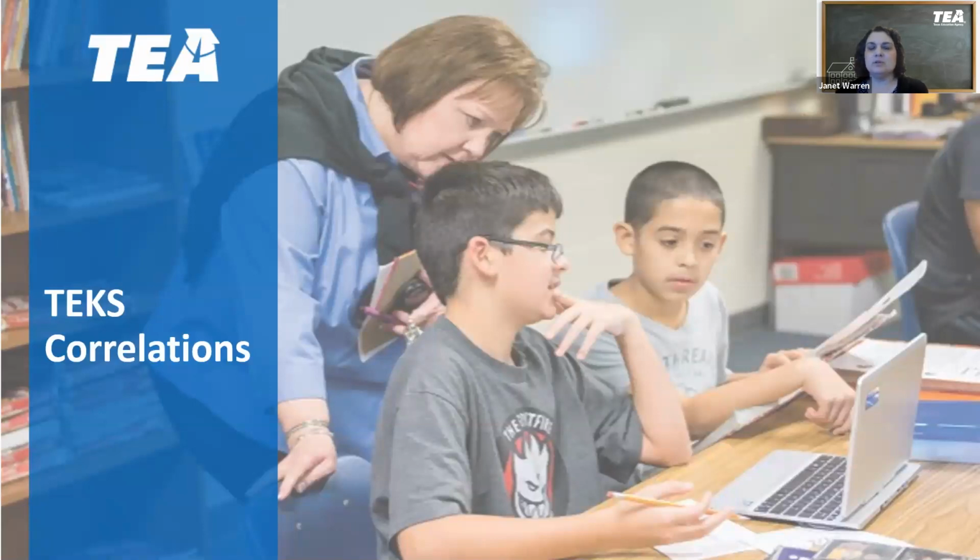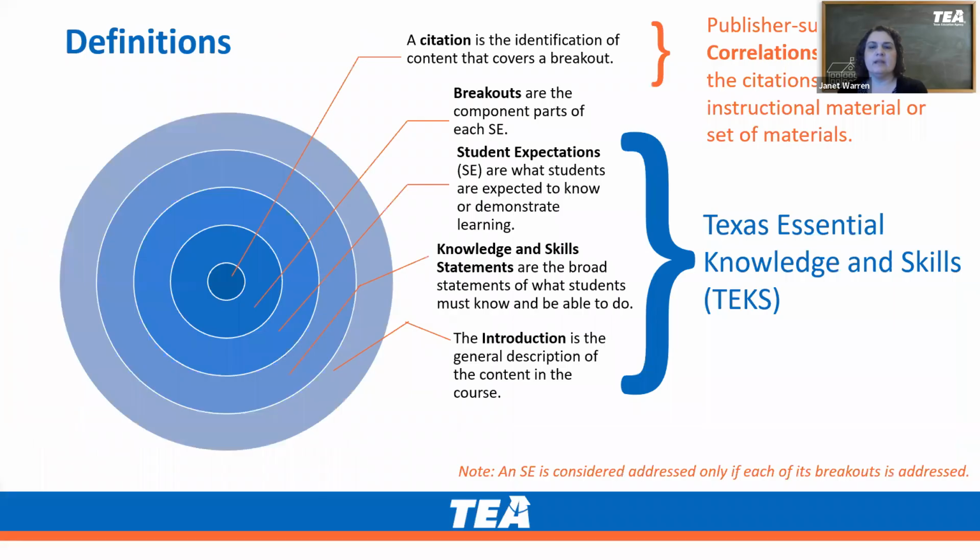Now we're going to talk about TEKS correlations. Let's do a quick recap on these definitions. The knowledge and skill statements are broad statements of what students must know and be able to do. Student expectations are what students are expected to know or demonstrate learning. And breakouts are the component parts of each SE. There are 2 new ones, citation and TEKS correlation.